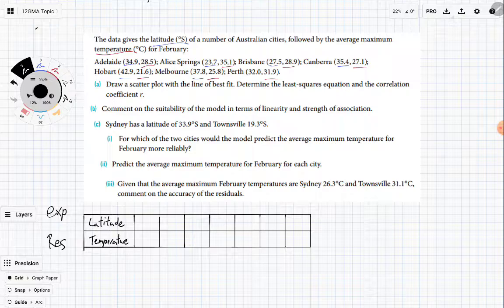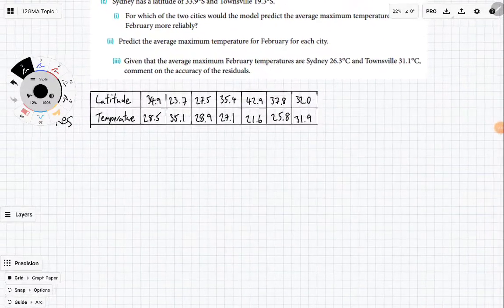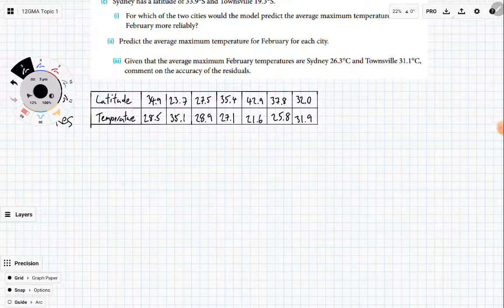Alrighty, so let's just put in the data. The first one's for Adelaide, so it has 34.9 for the latitude, and the temperature is 28.5. And I'm just going to quickly do that for each of the cities. Alrighty, so there's all my data done, and now I can quickly do up a scatter plot. On my X axis is going to be the explanatory variable, so it's going to be my latitude, and on the Y axis, I'm going to have my temperature.